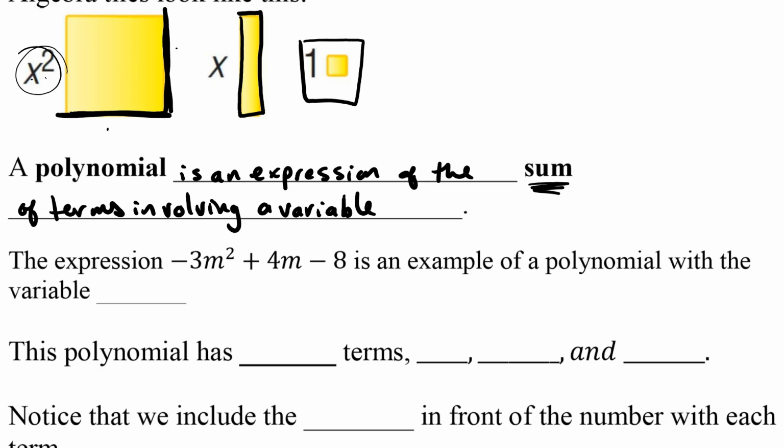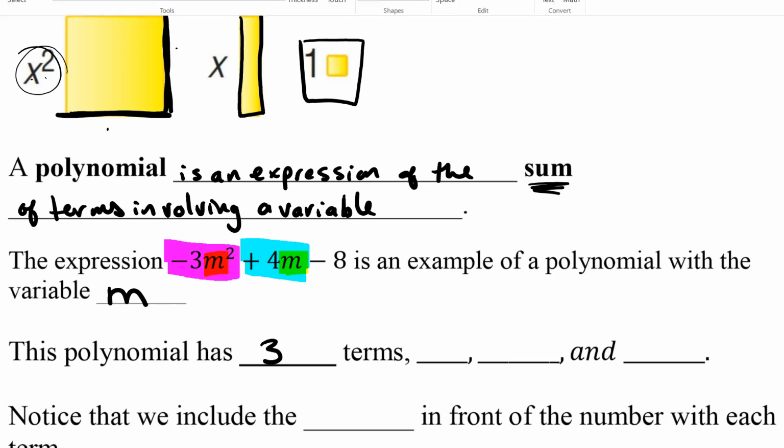Let's see. I'm going to highlight the letter. Oh, there's no letter on that one. More about that later. The variable m. This polynomial has 3 terms. And let's highlight the different ones. Now, you know that something is a term because it separates with a positive and a negative. Here is a term. Here is a term. And our last and final term will be 8.